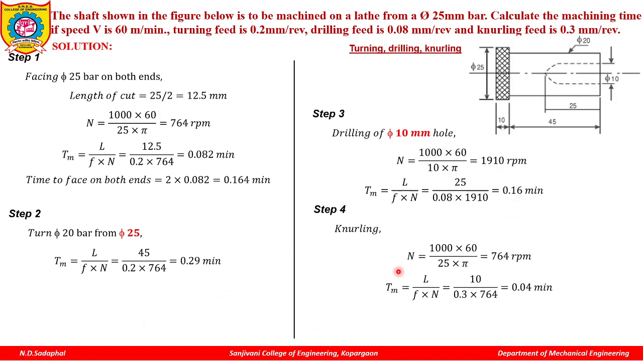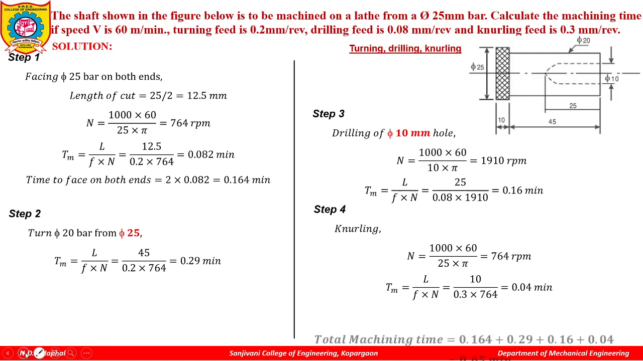Then for the knurling process, again speed we have to calculate. For the knurling process, RPM, N equal to 1000 into 60 upon D into pi. So how much diameter knurling we have to do? For 20 mm diameter. So 25 into pi. So we will get this RPM. Then Tm equal to L upon F into N. For how much length we have to do the knurling? Only this 10 mm. So L is 10 upon F, given for the knurling process 0.3, into 764. So 0.02.